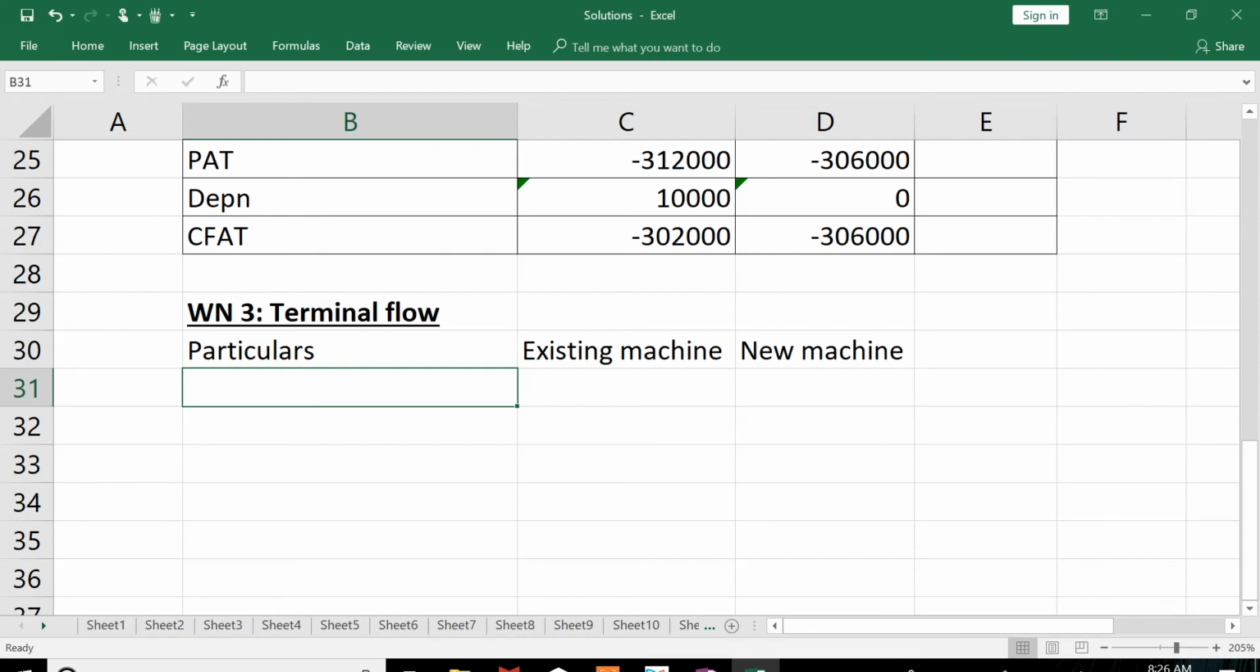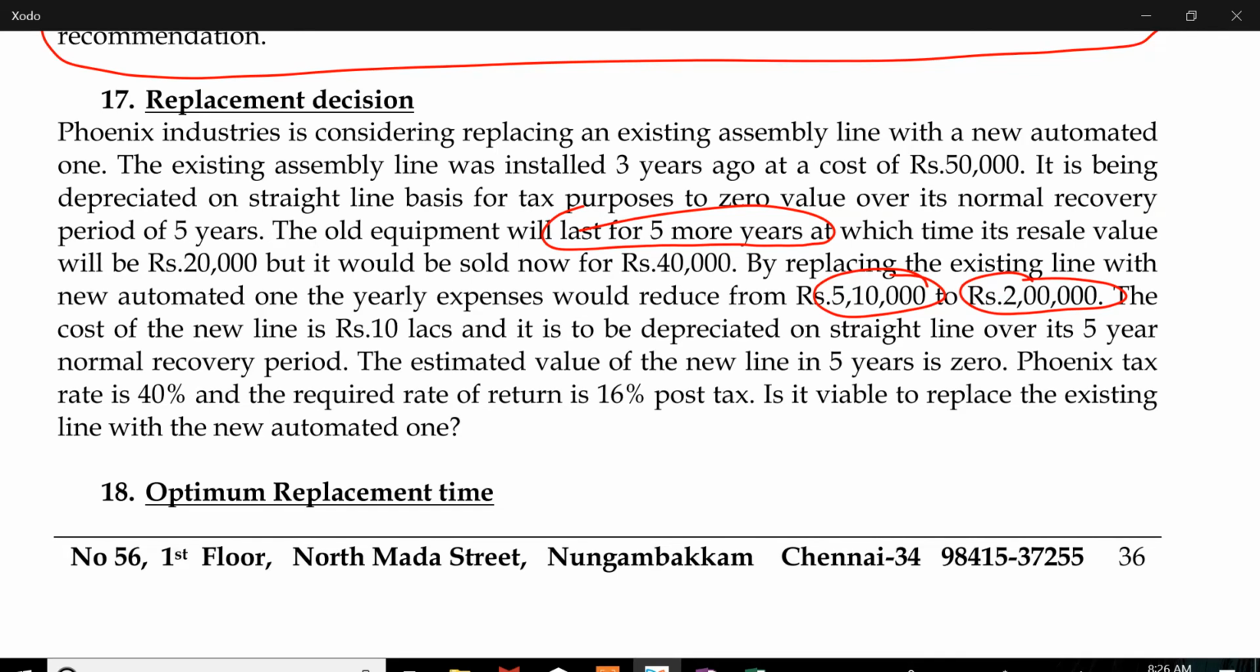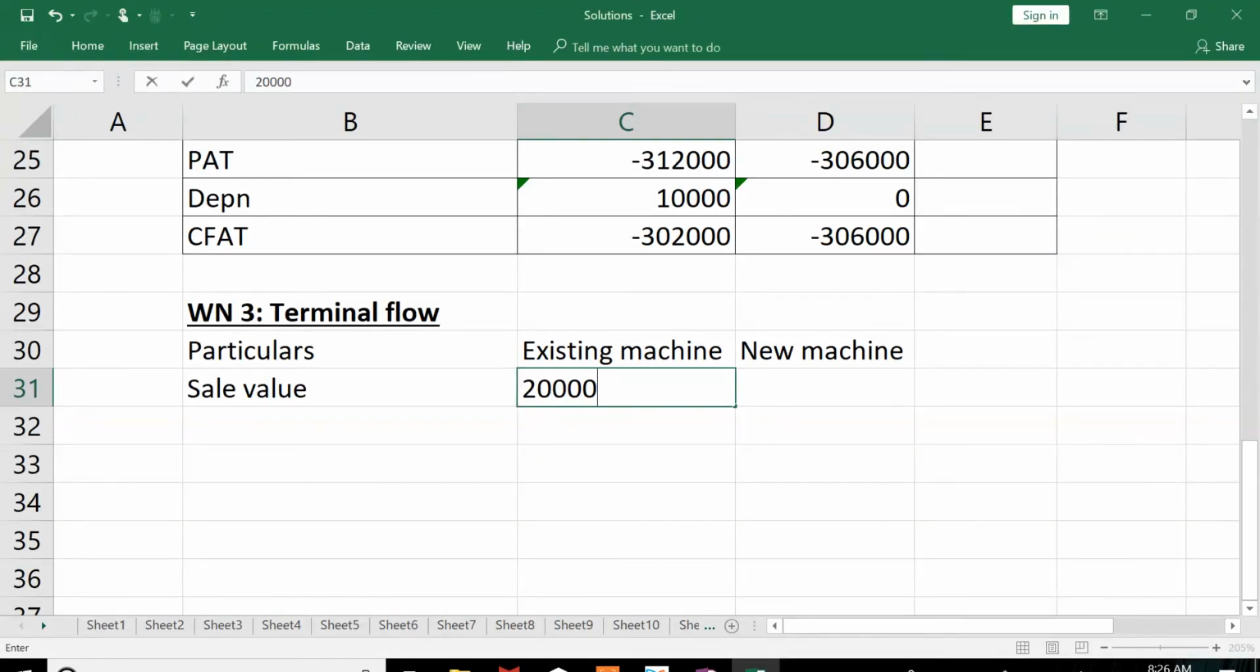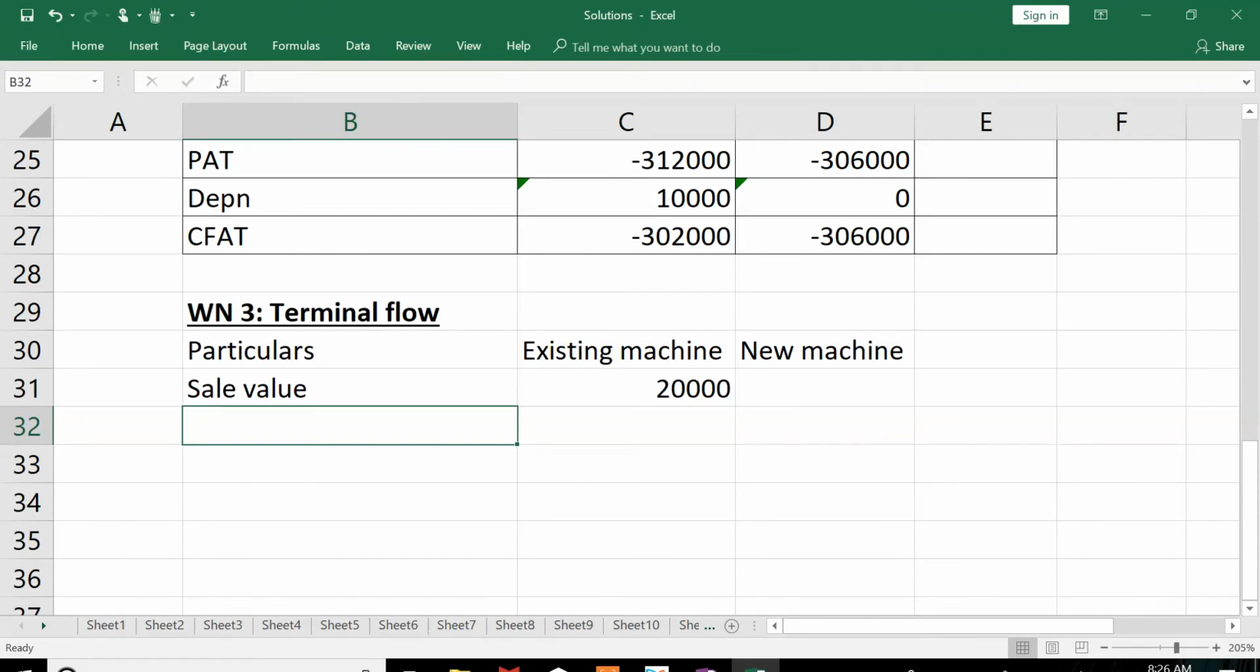Terminal flow. Start with sale value. Particulars: existing machine, new machine. I am not writing anything in new machine, I will write it later on. At what value will you sell the existing machine now after using it for 5 years? How much? 20,000. Today it can be sold for 40,000, but if you use it for 5 years, you can sell it for 20,000.